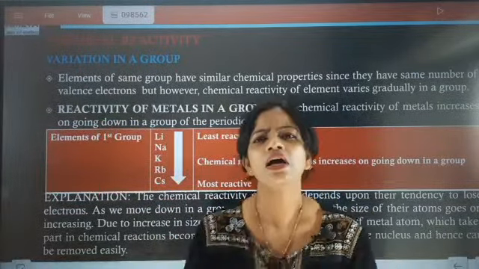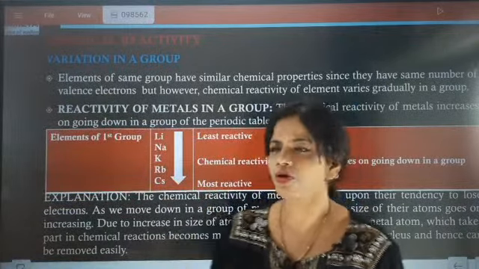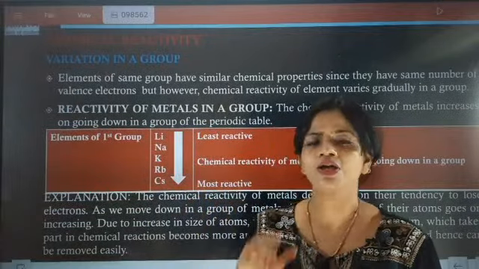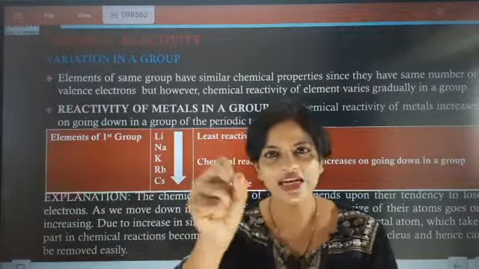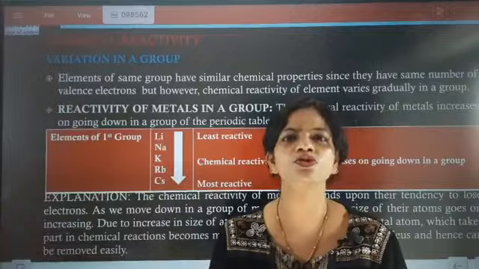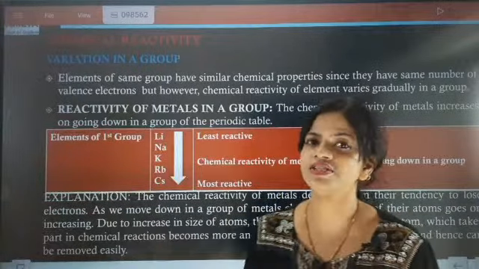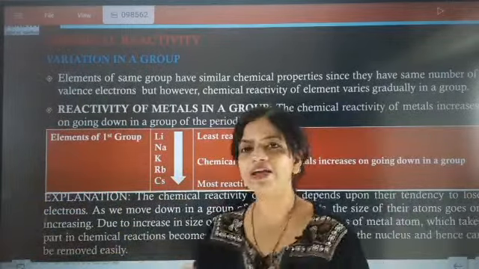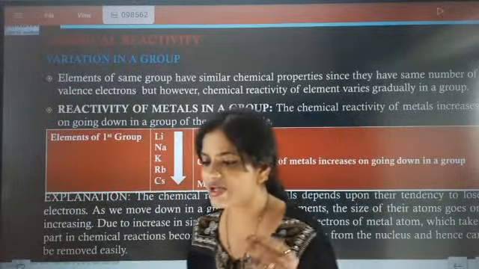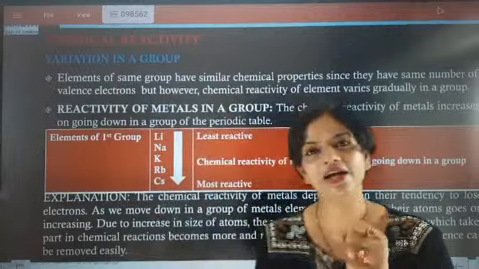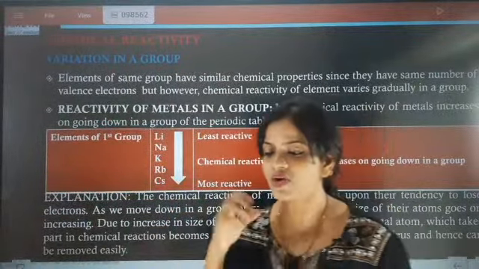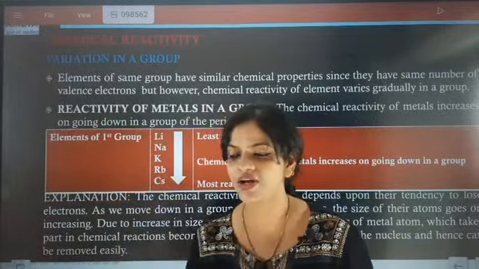Now what happens? Taking out an electron from the outer orbit is easy for lithium or cesium. If I want to steal one electron from the outermost orbit, from which one can I do it easily? From lithium I can take out one electron easily, or from cesium? Come on, quickly tell me. Which one is easy for me to snatch one electron?